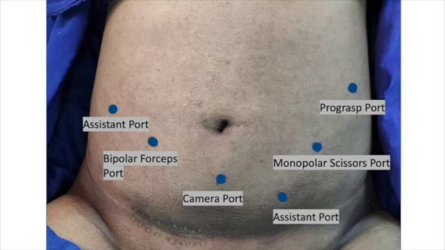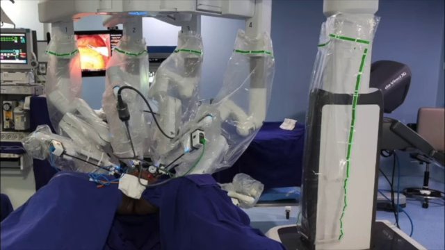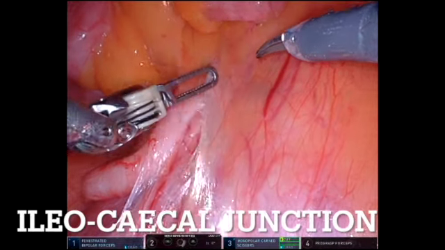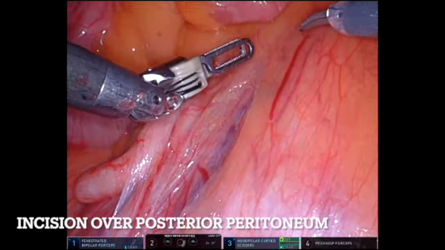Here these are the ports, where we see that there are two assistant ports, and on the right side a Caesar port, left side bipolar port, and right side ProGrasp, and there is a camera port. So this is the lateral docking. After that, we incised the posterior peritoneum starting from the ileocecal junction.